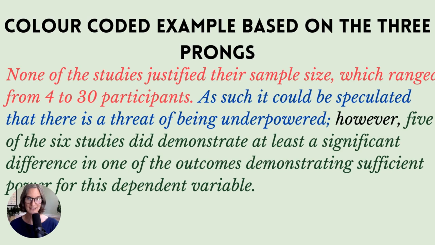And so they've answered that in this color-coded blue section just for ease of reference. As such, it could be speculated that there is a threat of being underpowered. So this is where you have to go back and read up on what is meant by powering a study and power calculations. Step 3, so what does that mean for your research?